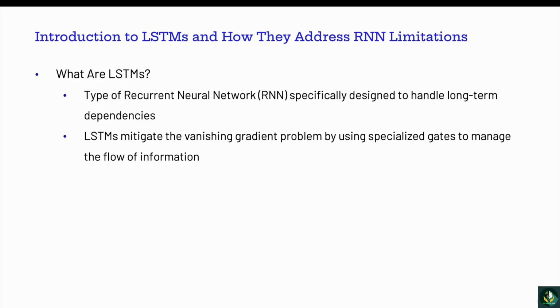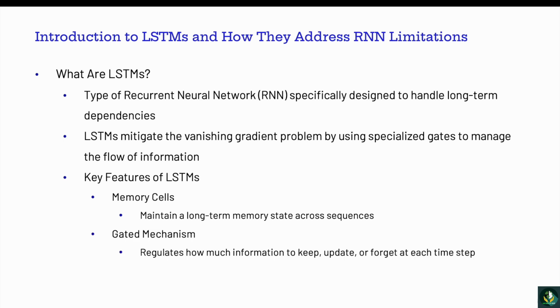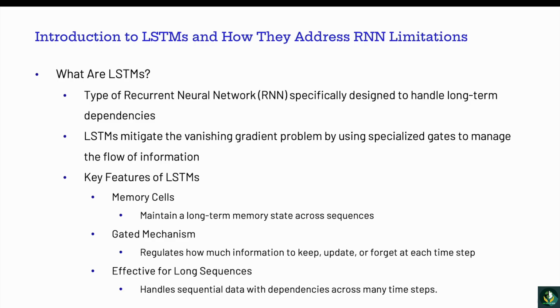LSTMs mitigate the vanishing gradient problem by using specialized gates to manage the flow of information. Some of the key features of LSTMs include memory cells, which maintain a long-term memory state across sequences. They have gated mechanisms, which regulate how much information to keep, update, or forget at each time step. They are effective for long sequences, handling sequential data with dependencies across many time steps.